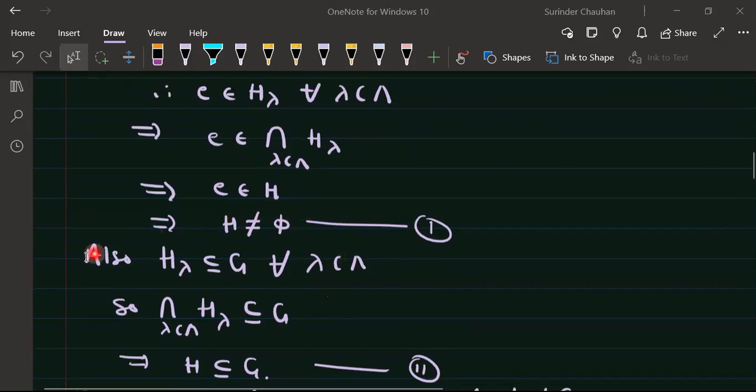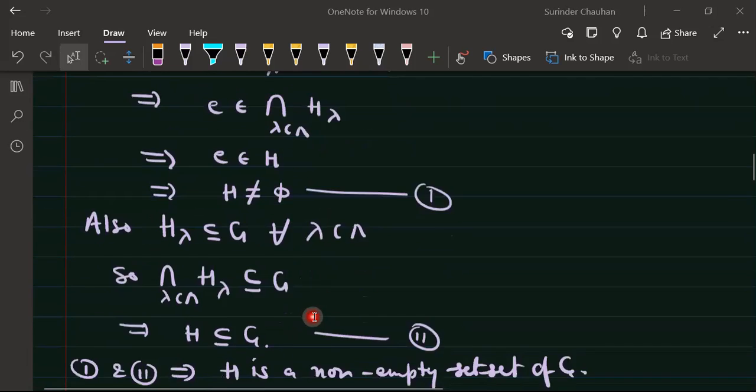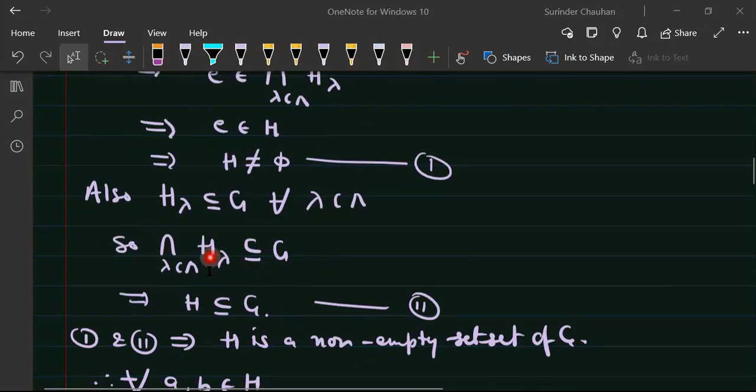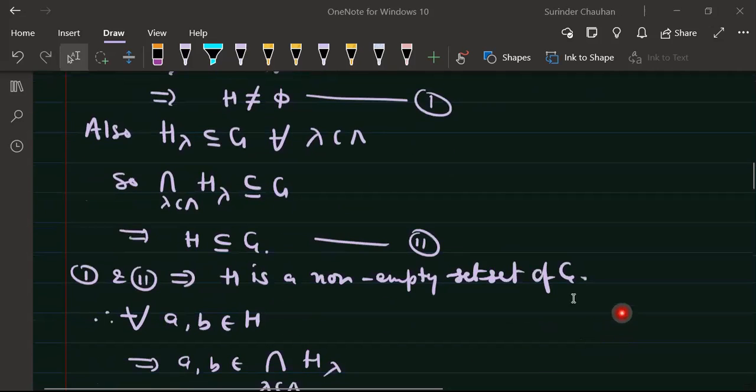Also we know that H lambda is a subgroup of G, so a subset of G, for all lambda. If H lambda is a subset of G for all lambda, then their intersection is also a subset of G, by set theory. So H is non-empty and H is a subset of G. First and second imply H is a non-empty subset of G. If H is a non-empty subset of G, then we can apply the lemma to show that H, the intersection of all the subgroups of the group G, is a subgroup.